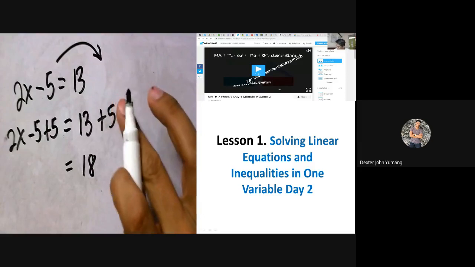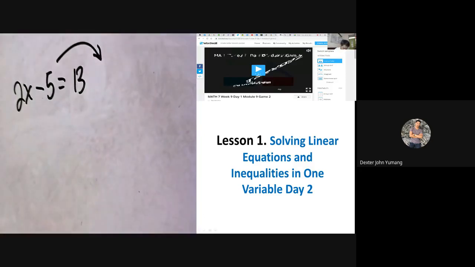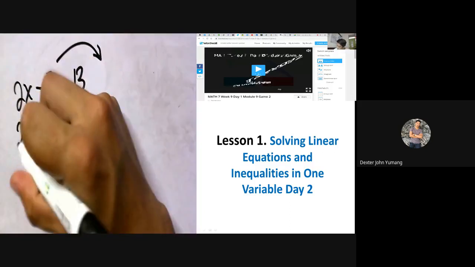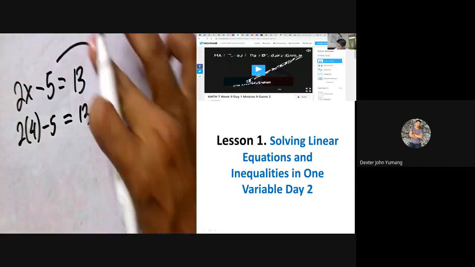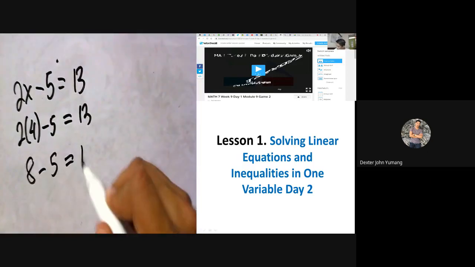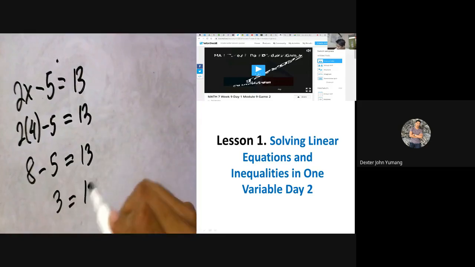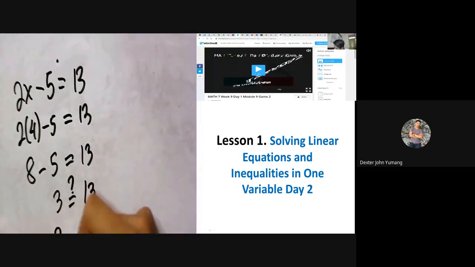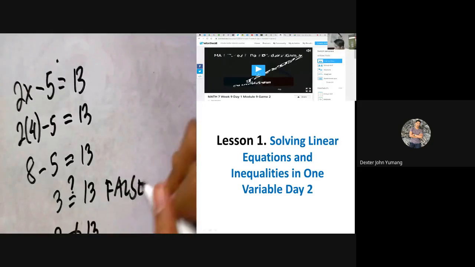Oops, wrong. We are substituting, class, right? So we are going to substitute it with 4. So 2 times 4 minus 5 equals 13. I'm sorry, class. So 2 times 4, that is 8, minus 5. Equals 13. 8 minus 5, that is 3. And 3 is not equal to 13. Therefore, 3 is not equal to 13, that is false. The answer here is false.